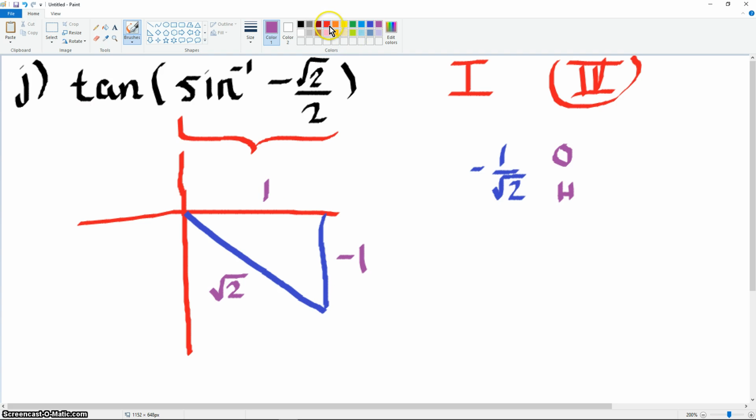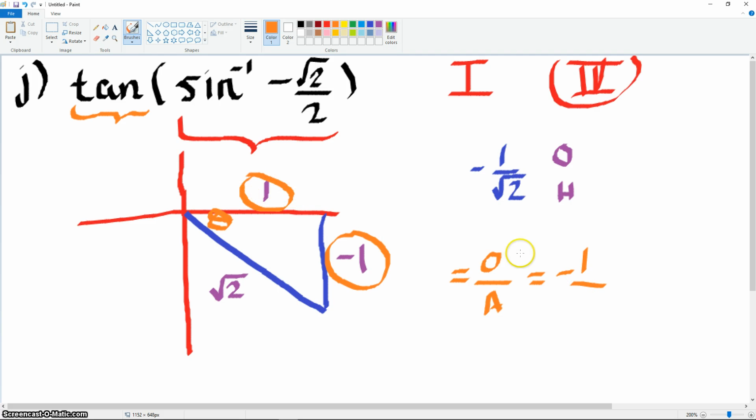Now what we can do is go ahead and do the tangent. All right, so tangent is TOA: opposite over adjacent. Opposite is negative 1. Here's my angle, basically theta. So opposite is negative 1 over adjacent, which is positive 1, and negative 1 over a positive 1 is equal to a negative 1.